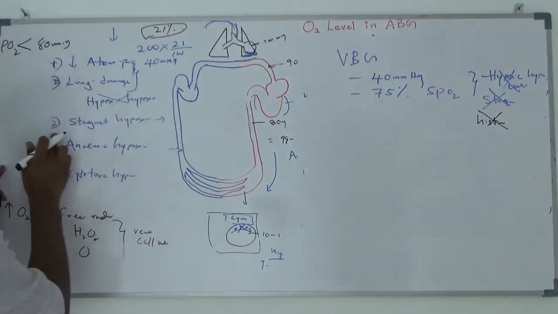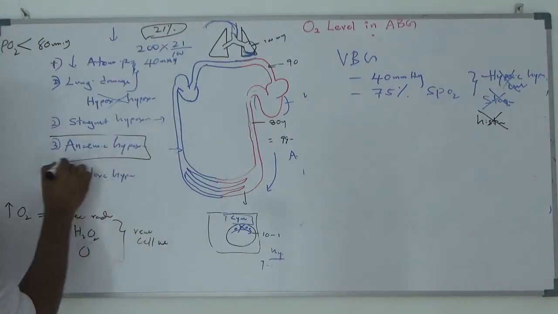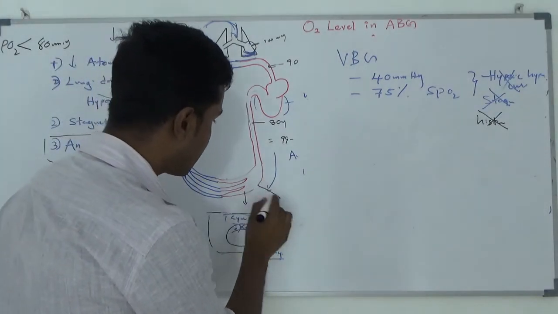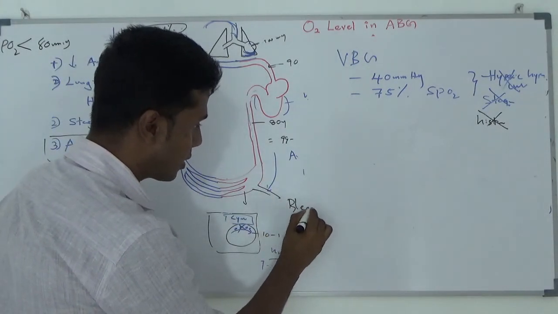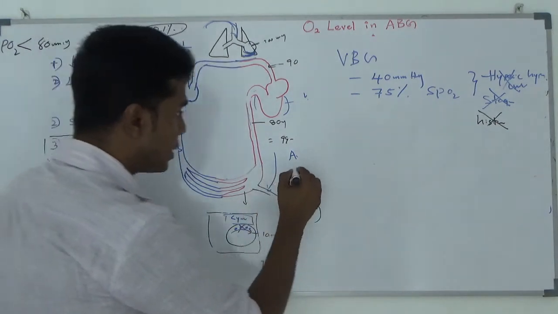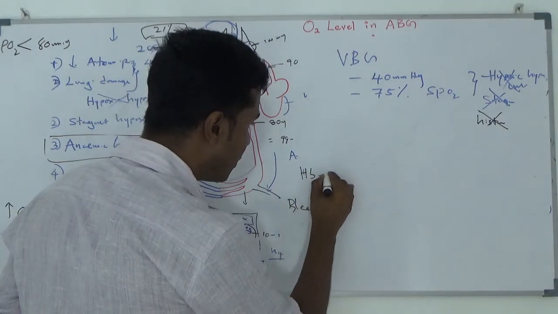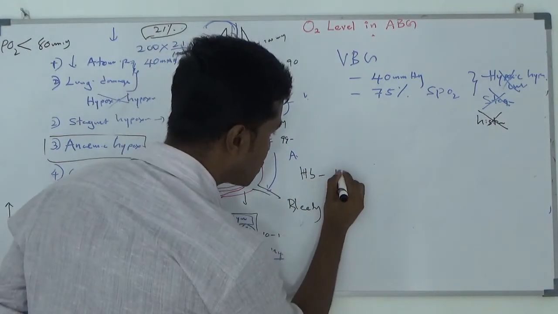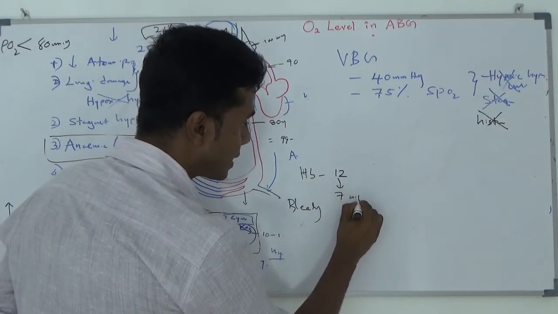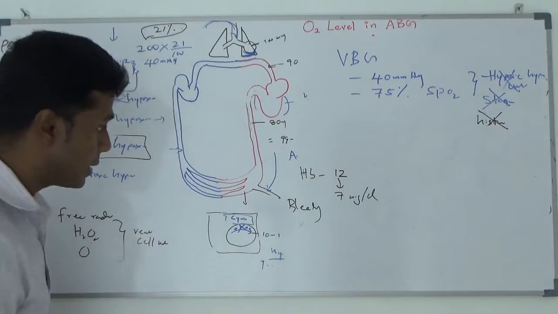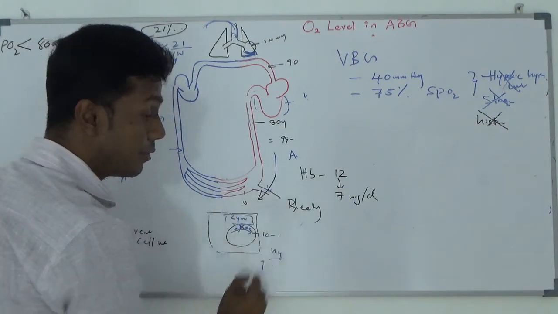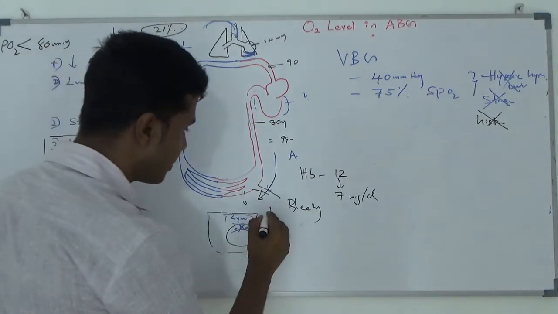Only one remaining is anemic hypoxia. Due to surgery, your patient starts to bleed. Because of that, your hemoglobin level, which we previously thought was about 12, is now reduced to 7 milligram per deciliter. Because of that, the amount of oxygen carried to your tissue level is reduced.